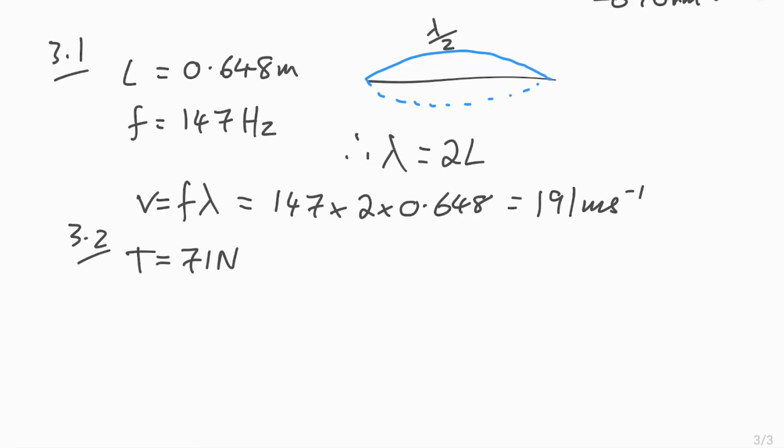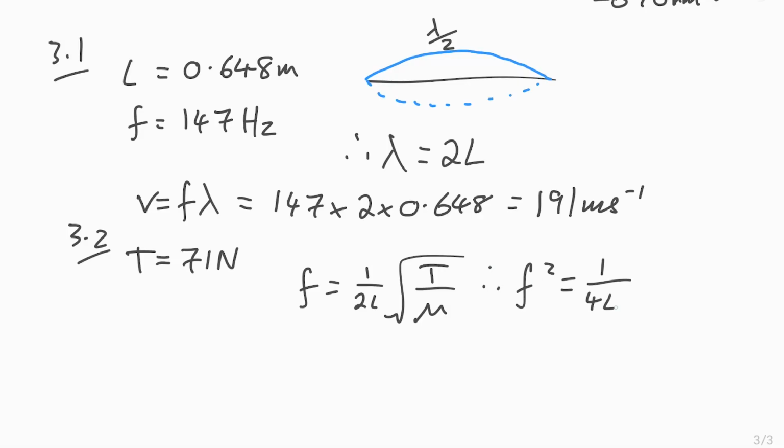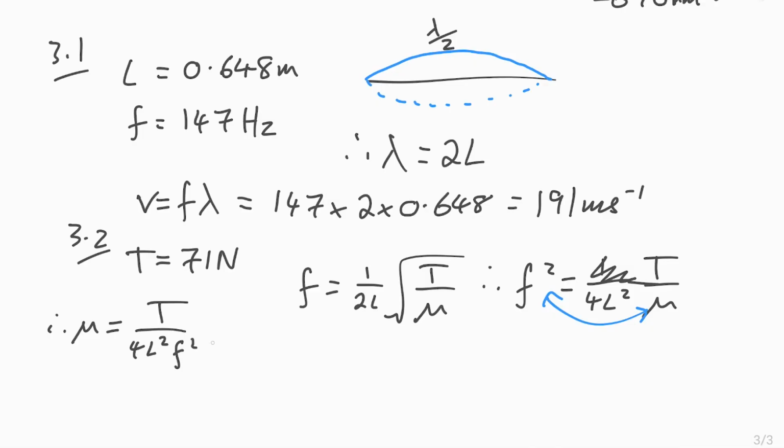The tension of the string is 71 newtons. That's not time period, that's tension. Calculate the mass of the string between X and Y. Okay, so we need our funky equation, f equals 1 over 2L root T over mu. We're looking for mu, so let's square the whole thing. So we end up with 4L squared times T over mu. We can get rid of that, and we're looking for mu, so we swap those two over. Therefore, mu is equal to T over 4L squared f squared.